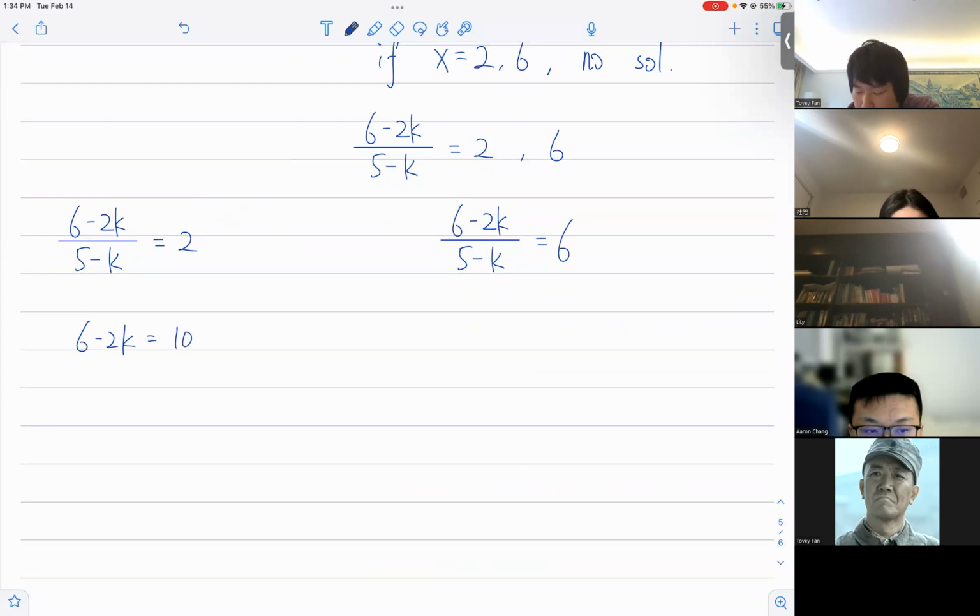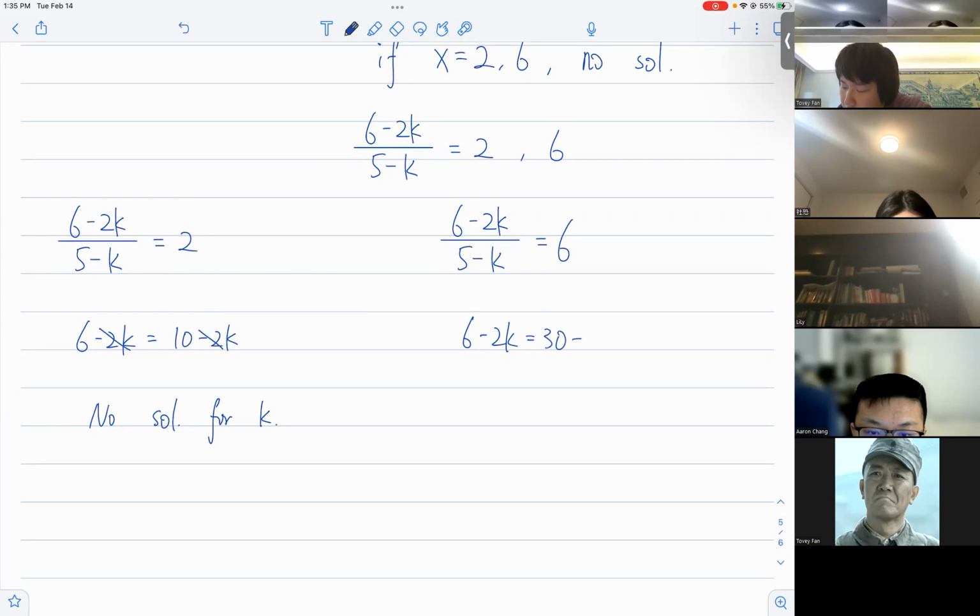那它等于2，直接把5减 k 乘过去，又是 linear function，直接就解出来了。另外一个是6，我们迅速解一下，我怕你们没有明白。So 6 minus 2k equals 2 times 5, so 10 minus 2k. And in this case, actually, there's no solution for k, you see? So no solution for k. In the second case, we have 6 minus 2k equals 30 minus 6k. So that will be 4k equals 24, k equals 6.